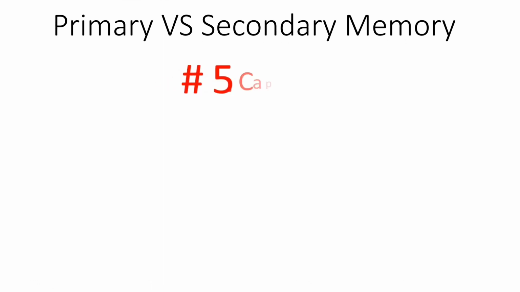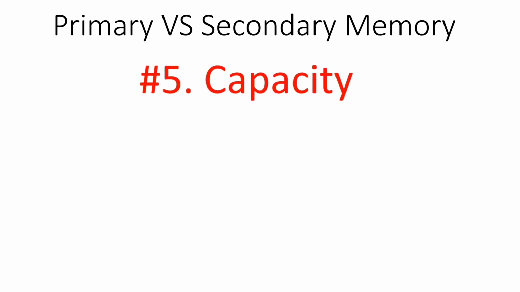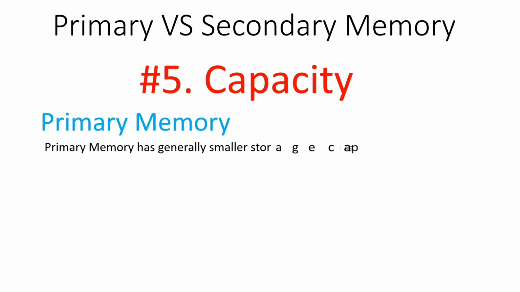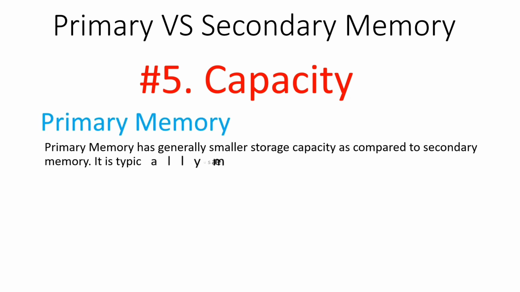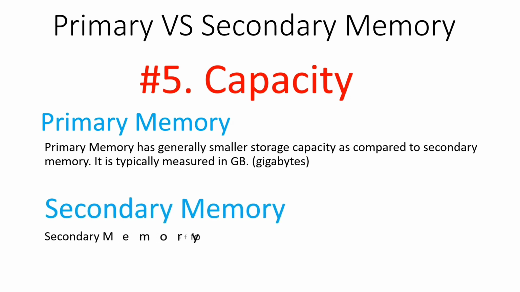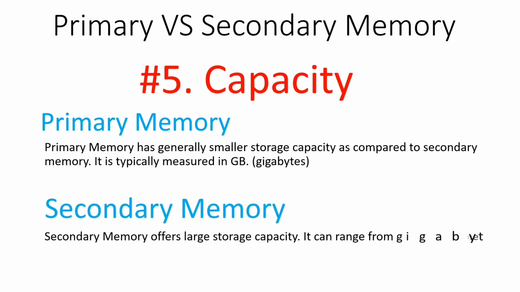Now let me tell you about the capacity of both the primary and secondary memory. Primary memory has generally smaller storage capacity as compared to the secondary memory. It is typically measured in GB, called gigabytes. So primary memory stores less amount of data as compared to the secondary memory. However, secondary memory offers large storage capacity. It can range from gigabytes to terabytes or even more, so they can store huge amounts of data and instructions as compared to the primary memory.